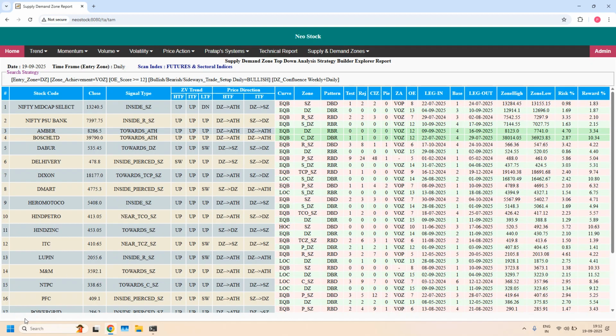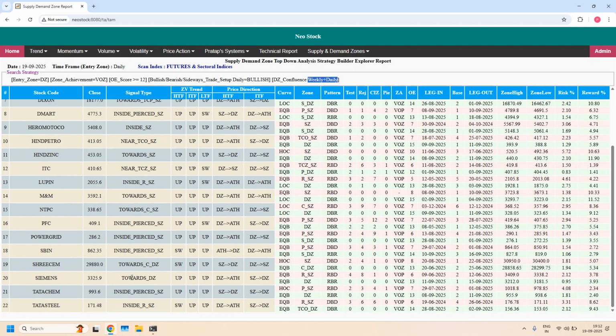First 16 stocks in this list having a daily and weekly demand zone confluence. Scrolling the list down. So total we got 22 demand zones, daily demand zones. Out of these 22, all the demand zones, the current trend is ITF trend, that is weekly trend, because daily is overlapped with weekly. So we are looking into the weekly. Weekly trend is uptrend in all the stocks, all the 22 stocks, because it is bullish trade setup.